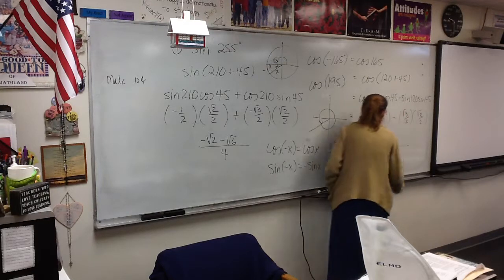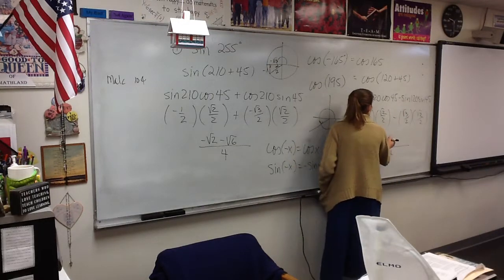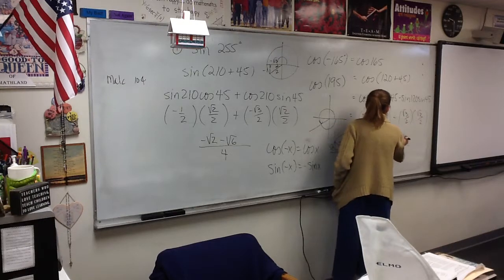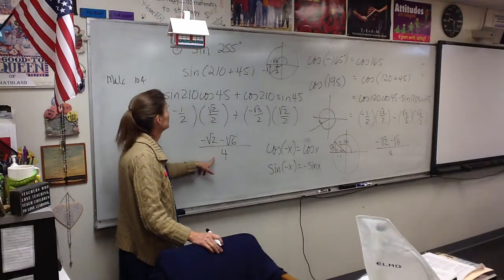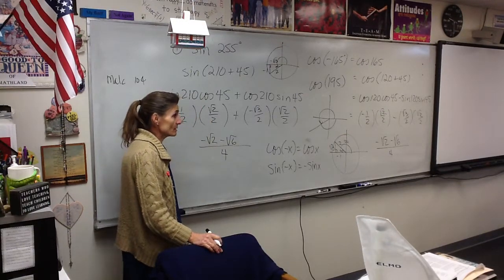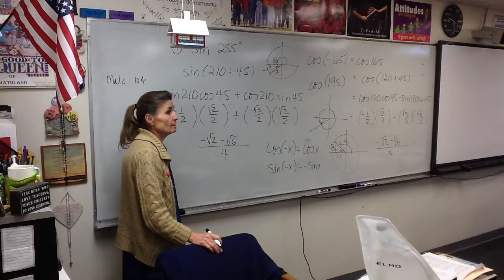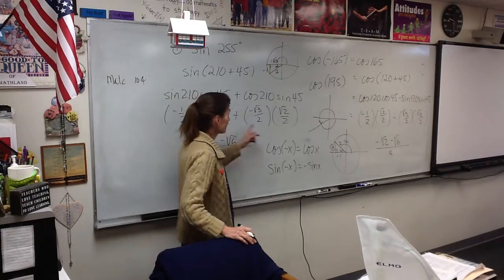Oh my goodness gracious. What is this answer going to turn out to be? Negative root 2 minus root 6. Do you think that happens? Do we get the same answer sometimes? Yeah, a lot. Because we're using the very same numbers.